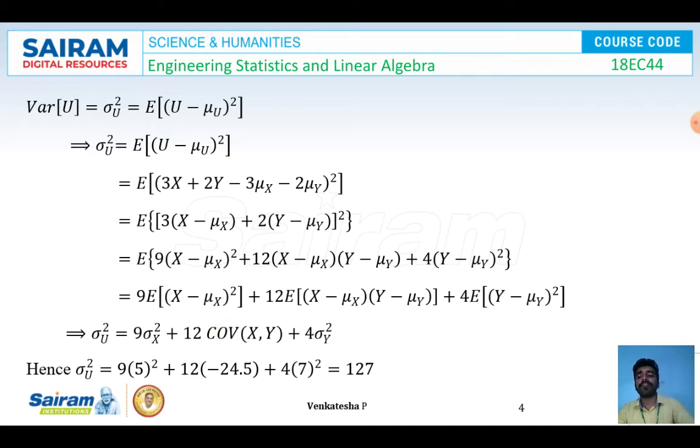So sigma x is given by 5, sigma y is 7. The covariance of xy that we got is minus 24.5. So replacing all the values and simplifying that, I got the value of sigma u square is 127.